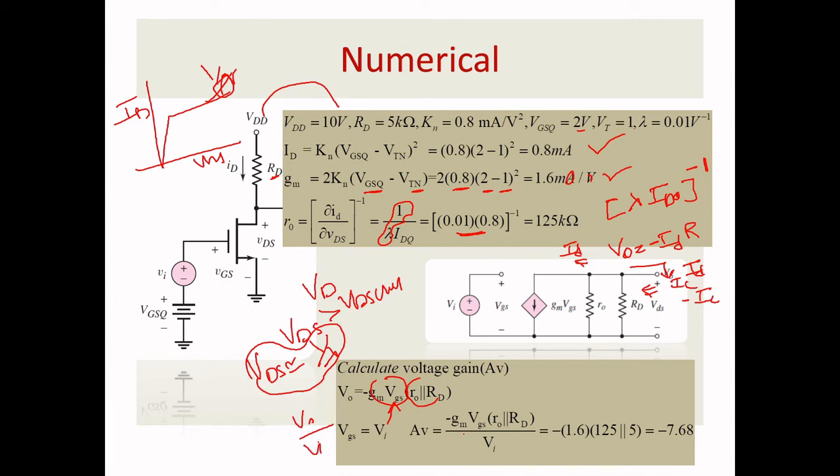So that gives minus gm r naught parallel to capital RD. So that is your AV. That is V naught by VI equal to minus gm r naught parallel to capital RD. If you substitute the values, it is 1.6, 125, that is the R naught you calculated here, parallel to 5, you will be getting minus 7.68.